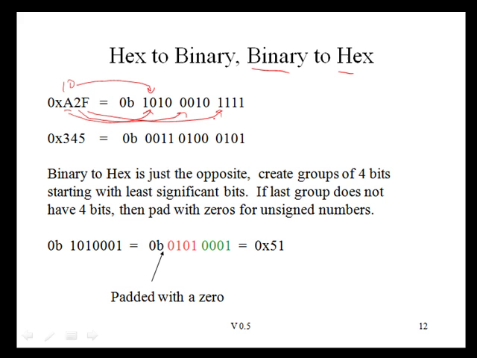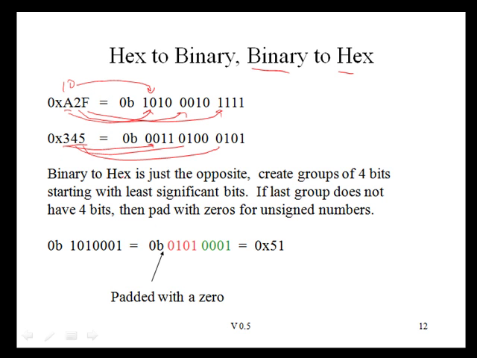That's a binary 2, and this F is going to be all ones, as 8 plus 4 plus 2 plus 1 is 15. Similarly, we can convert this to binary. 3 in binary 0011, 4 in binary 0100, and 5 in binary 0101. So converting from hex to binary is easy. Just take each hex digit and write its binary equivalent.